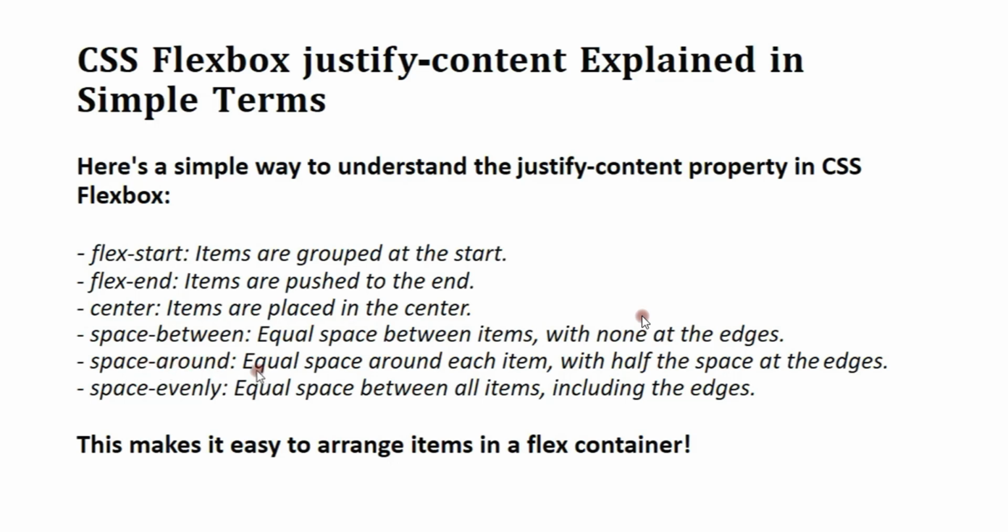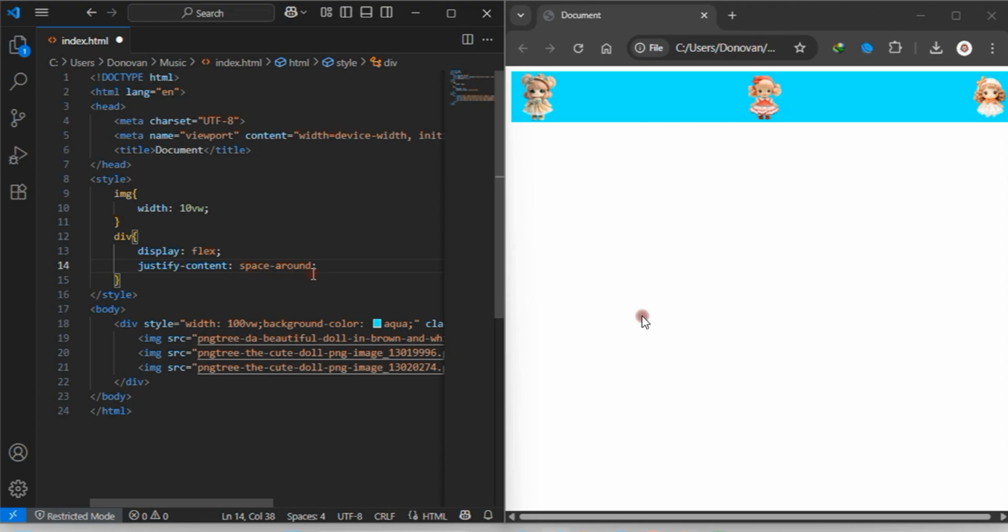Space around. Equal space around each item, with half the space at the edges. If we use justify content space around, what happens to the images? The images are spread out with the same space between them, but the 2 sides use half spaces.